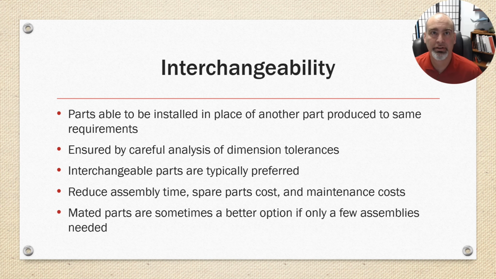The other method is called mated parts, which are sometimes a better option if only a few assemblies are needed. But once they go together, they're mated to unique parts and may not be interchangeable. There is one car company that still operates under this type of regime, and it's Rolls-Royce, where they make parts to fit their own parts. So if you need to get a part for your Rolls-Royce, it has to be made to your Rolls-Royce or it won't fit.